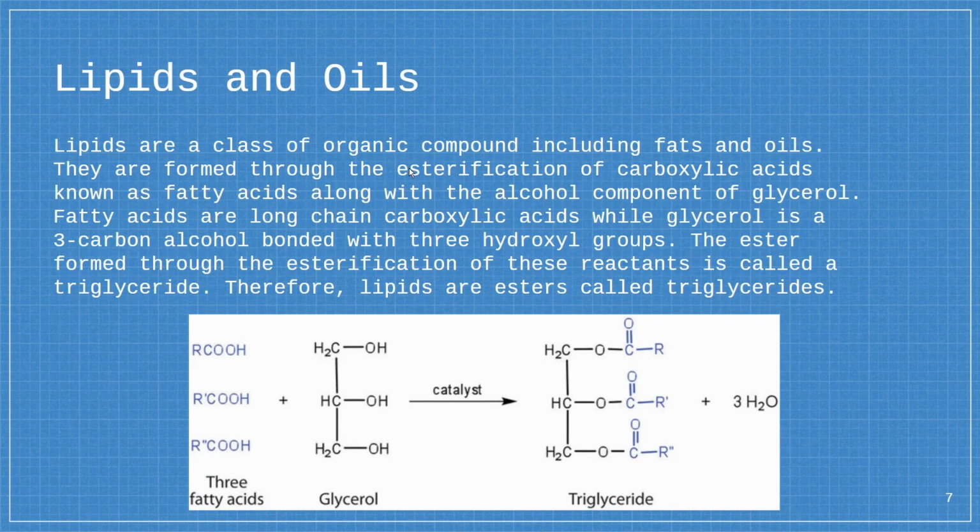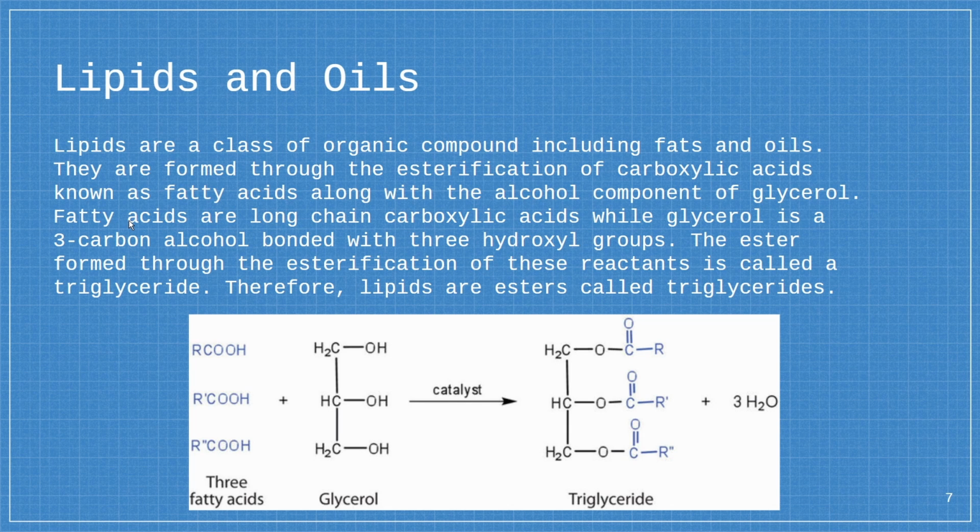Moving on, we're going to talk about lipids and oils. Lipids are a class of organic compounds including fats and oils. They are formed through the esterification of carboxylic acids known as fatty acids, along with the alcohol component glycerol. As you can see over here, we have the fatty acids and glycerol reacting together.